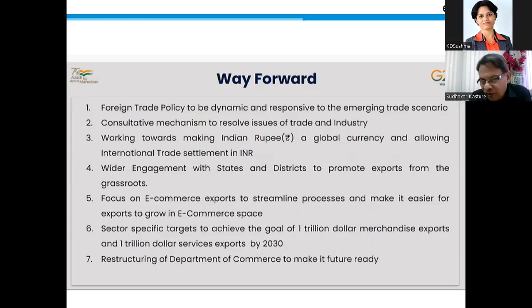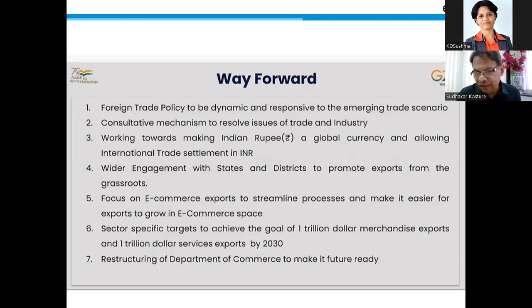So any negligence of this sort can be very, very disturbing in the long term. That has to be kept in mind all the time. If we have to achieve a bigger target, we must actually look at how one should go about it. It's critically important. And finally, restructuring of the Department of Commerce.